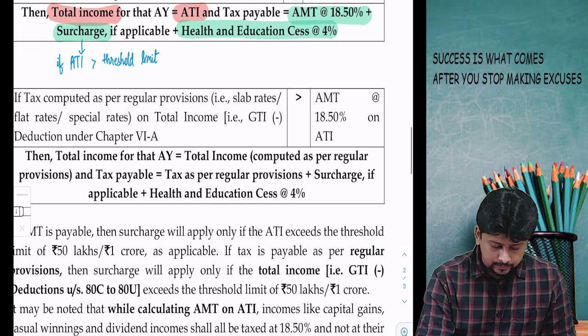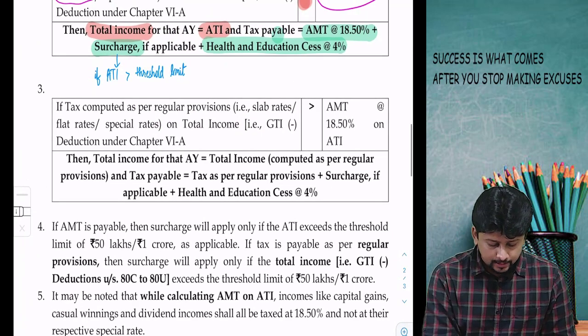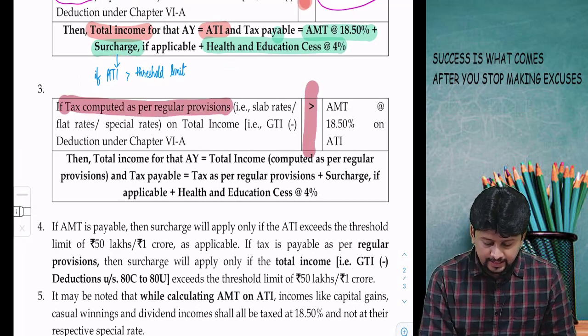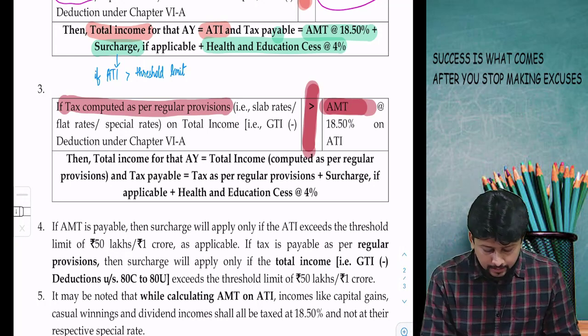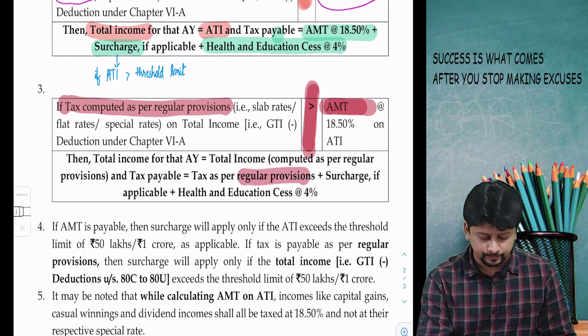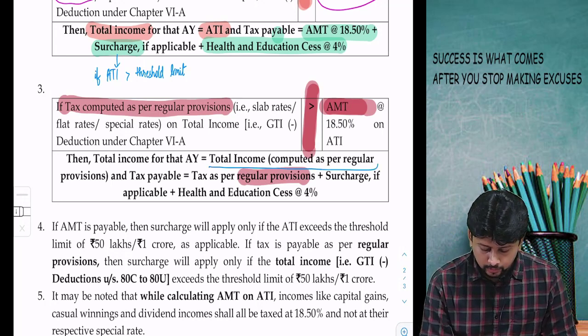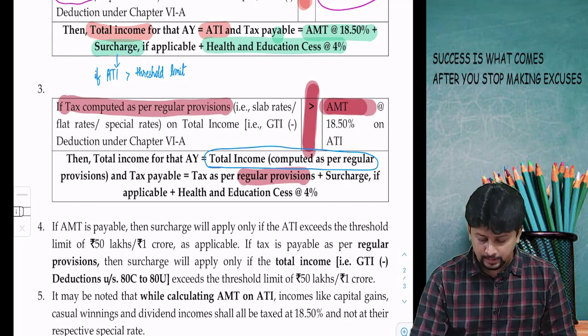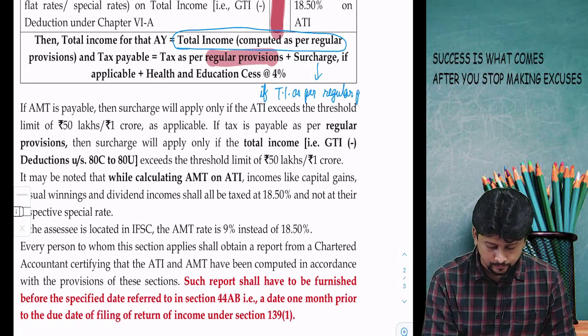Now, by chance, if my tax as per regular provisions is greater than AMT, that means I will pay the tax as per regular provisions. Now it means total income computed as per the regular provisions. Surcharge will apply if the total income as per regular provisions exceeds the threshold limit.